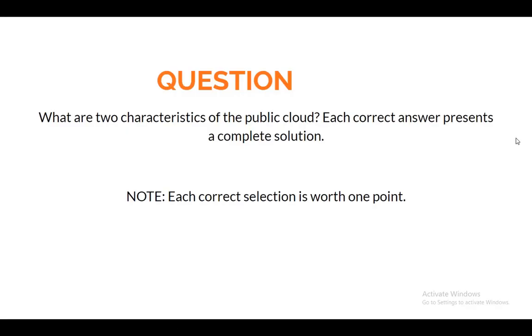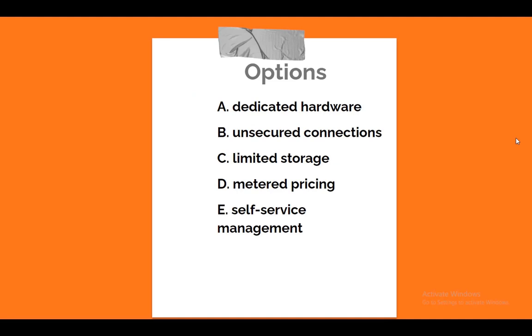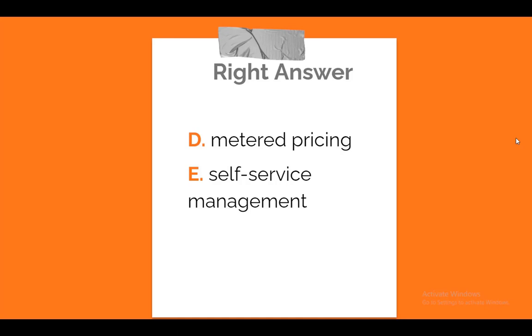Next question. What are two characteristics of the public cloud? Each correct answer presents a complete solution. Note, each correct selection is worth 1 point. And here are the options. Option A, dedicated hardware. Option B, unsecured connections. Option C, limited storage. Option D, metered pricing. Option E, self-service management. And the correct answer is option D, metered pricing, and option E, self-service management.